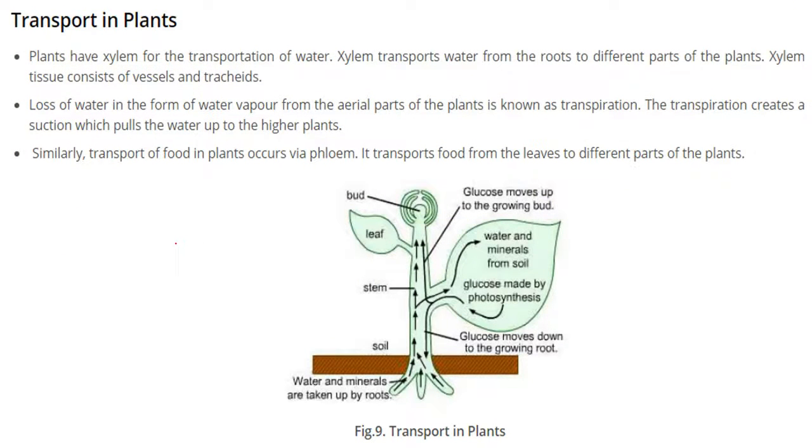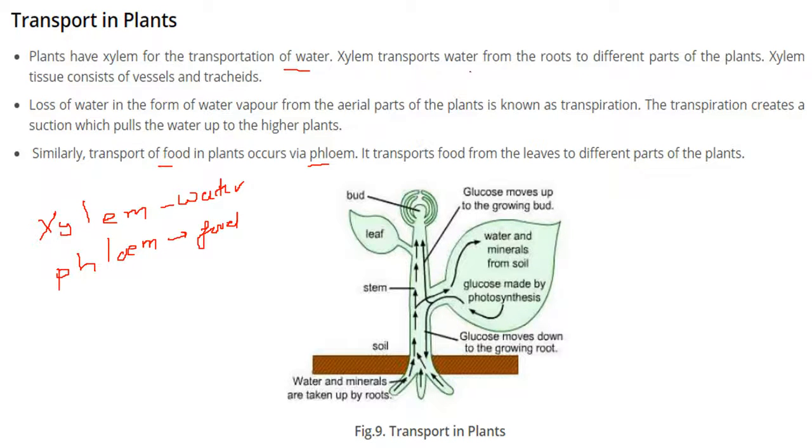How does transportation in plants take place? A plant has two things. One is xylem, the other is phloem. The plant has xylem for transportation of water, and phloem for transportation of food. So xylem for water transportation, phloem for food transportation.